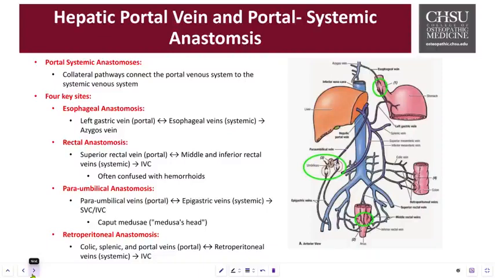And this leads to the caput medusae, the Medusa's head, and also the retroperitoneal anastomoses of the colic, splenic, and portal veins with the retroperitoneal veins to the IVC.